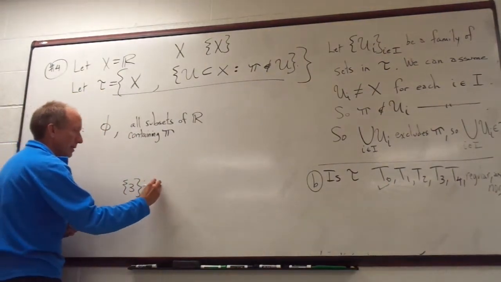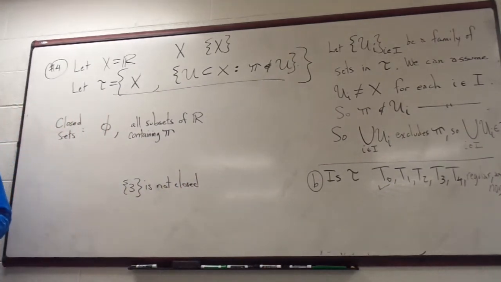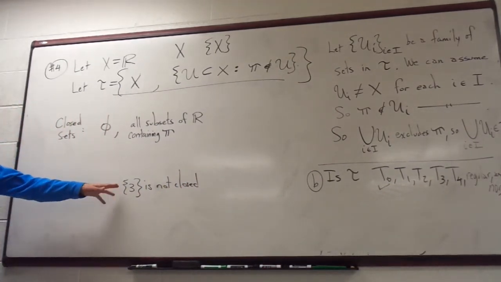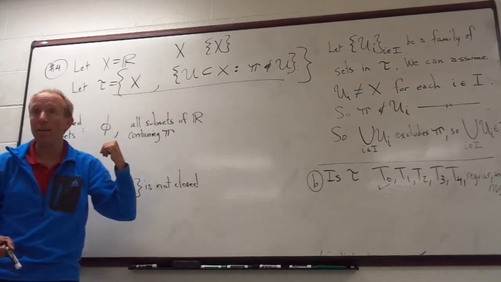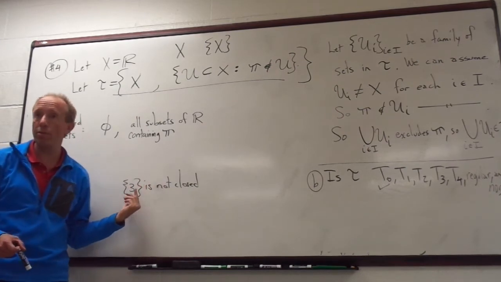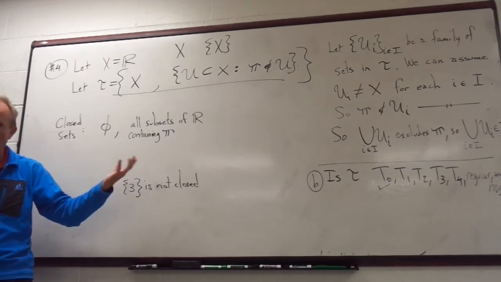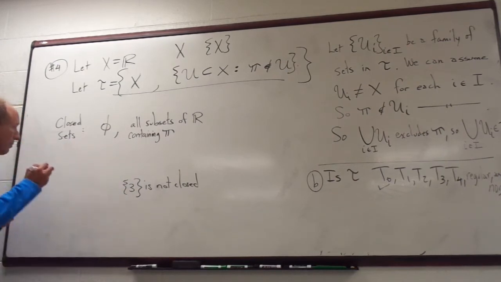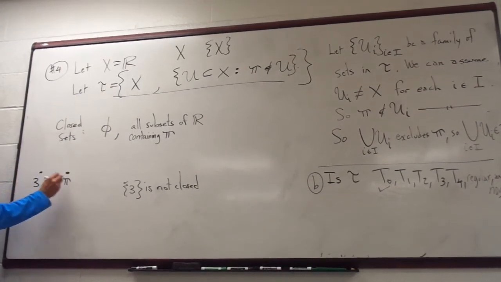Okay, this set is not closed because the complement of it, which is everything except 3, is not open. The complement would have pi in it, right? Yes. So the complement of this is not open, so therefore this set is not closed, so it's not T1.